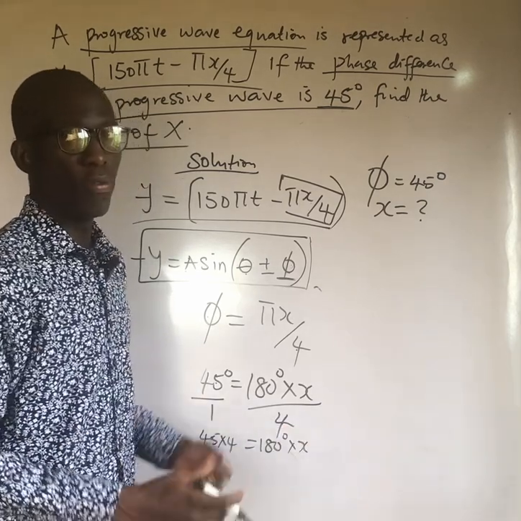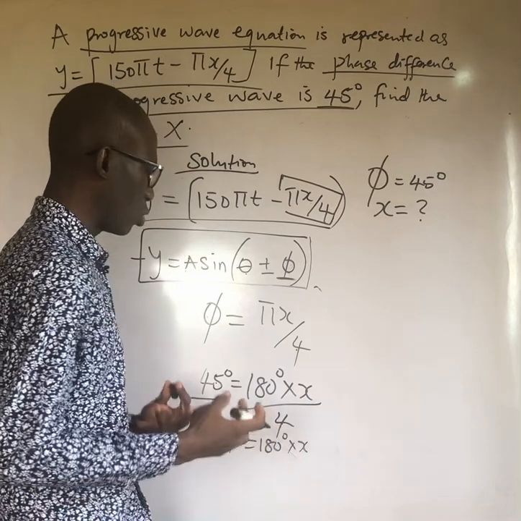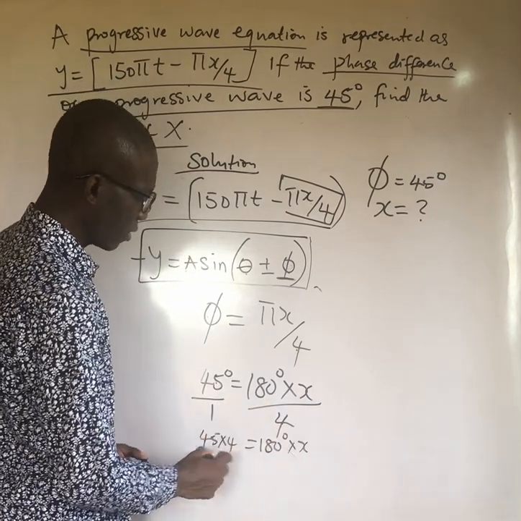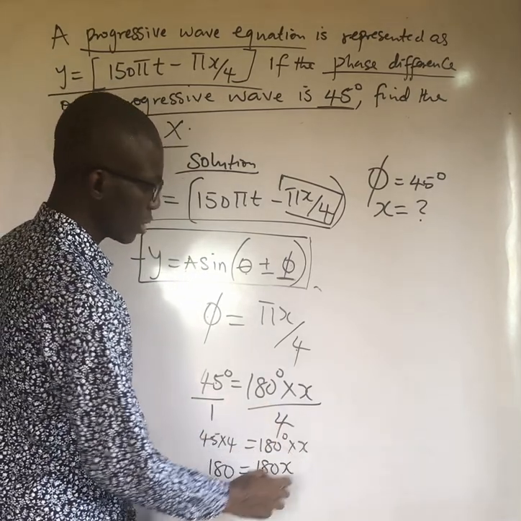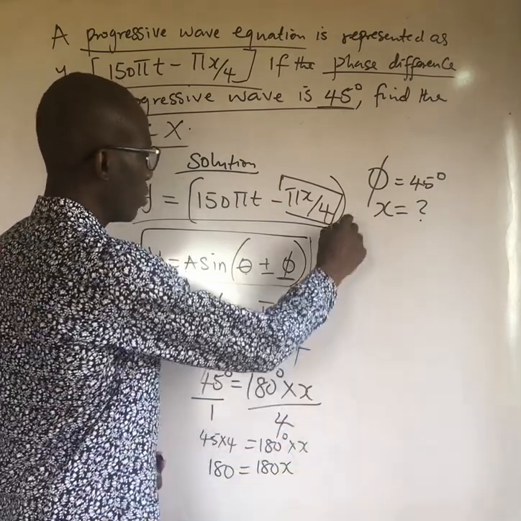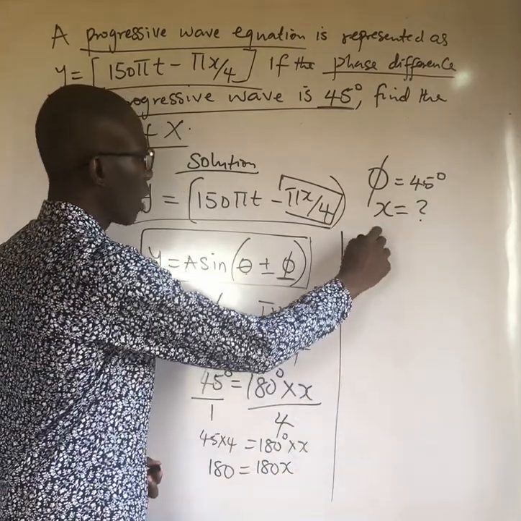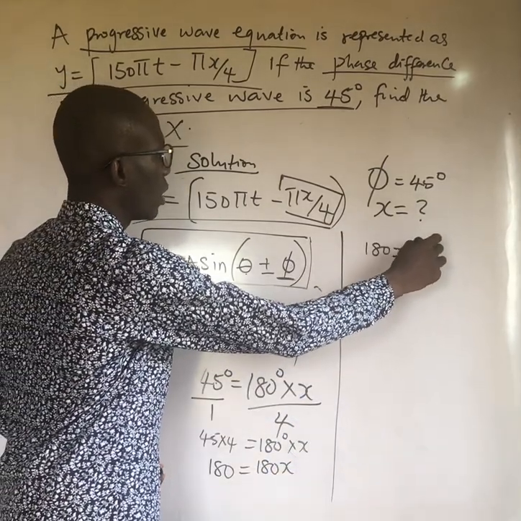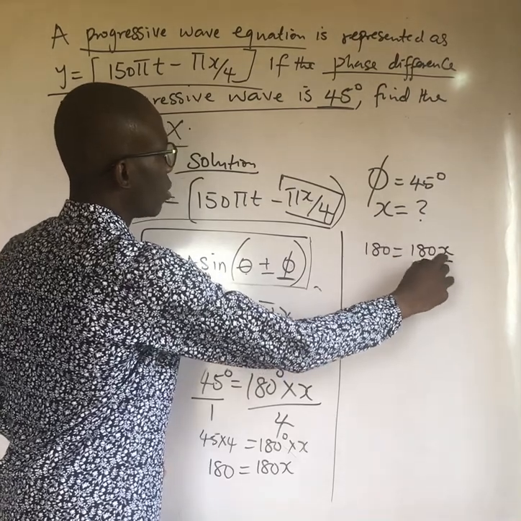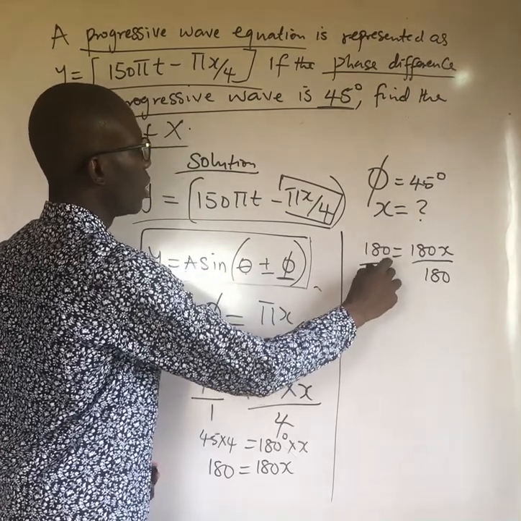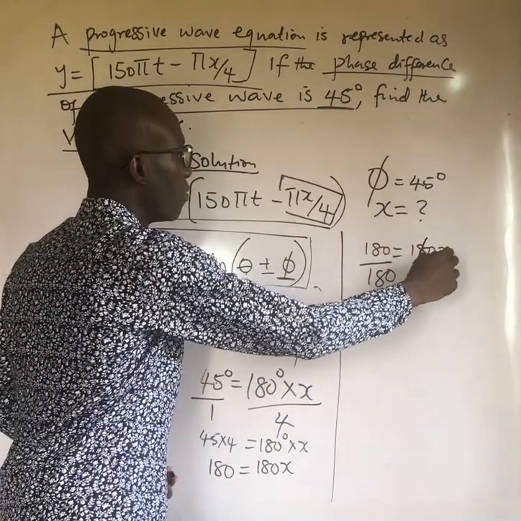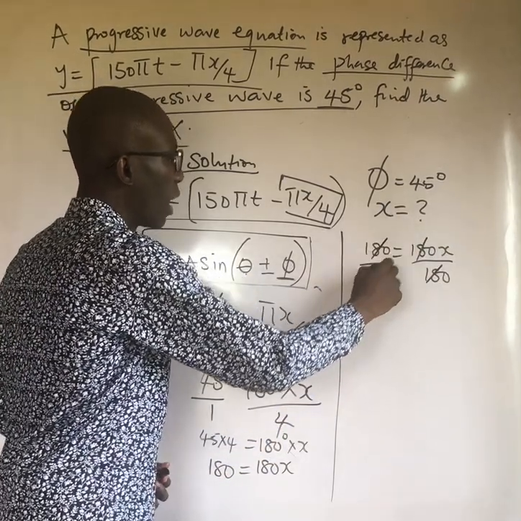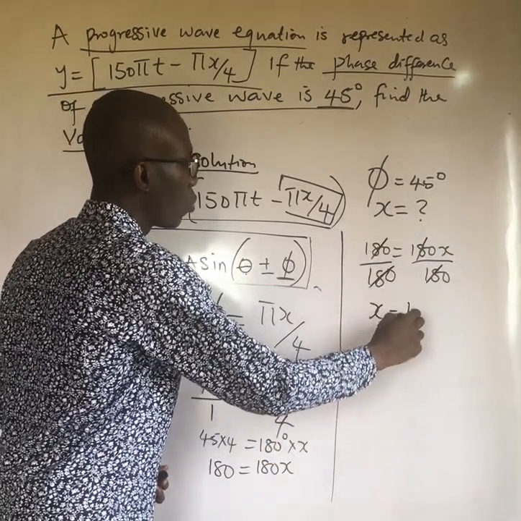All right. So if you have this now, what's the next thing you have to do? 45 times 4, you have 180, then 180x. So we now have to divide through. We have 180 equal to 180x. So divide through with 180. This 180 divides this, and this one divides this, then we'll have x equal to 1.